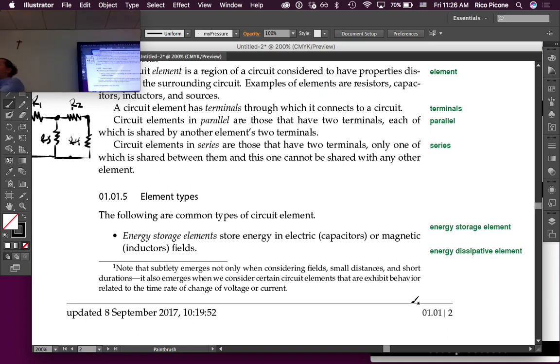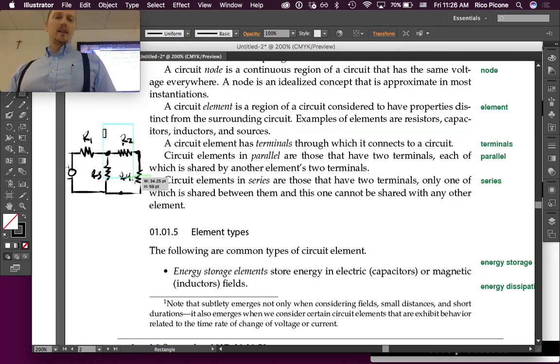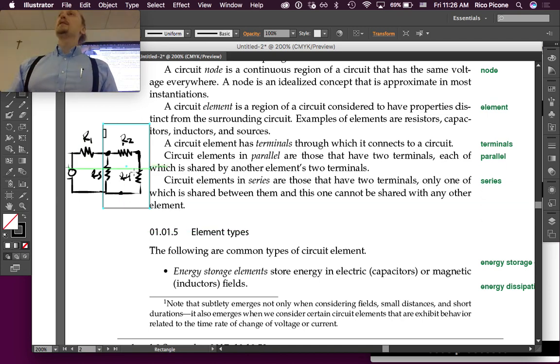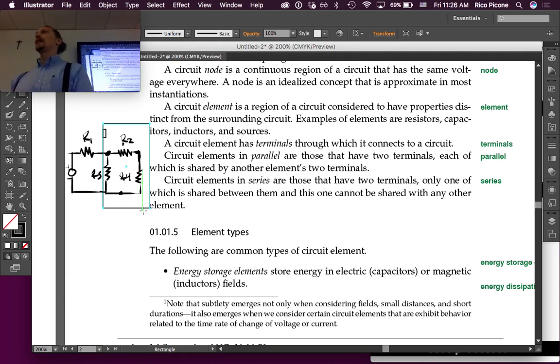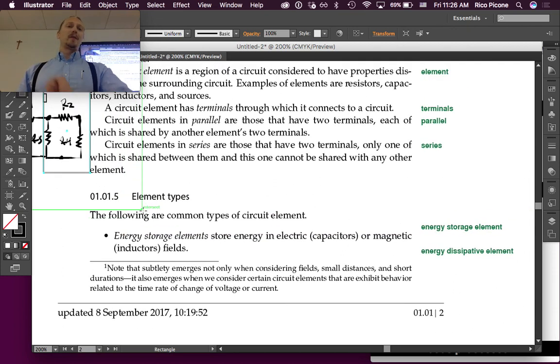So question: are R1 and R3 parallel or series? Right now you can't say they're in parallel or in series. If you were to combine all of these, R2, R3, and R4, into a composite resistor, then R1 and that composite resistance would be in series. We'll talk more about combining resistance soon, as in a few minutes from now.